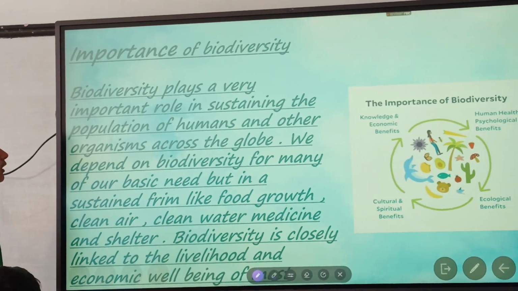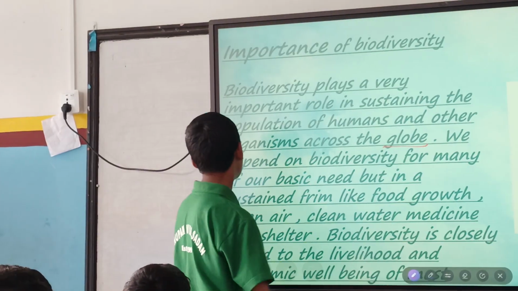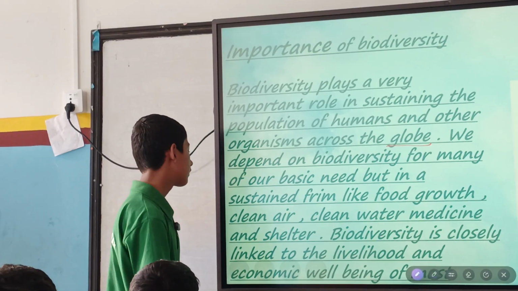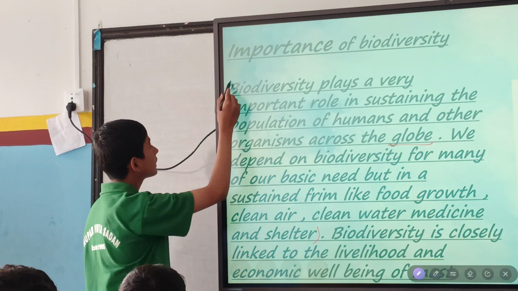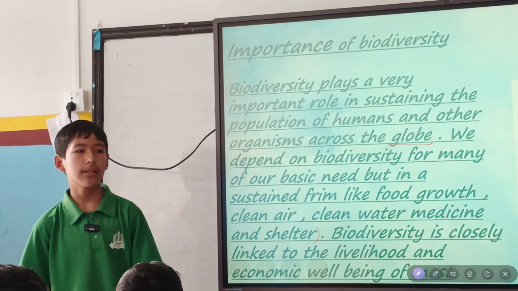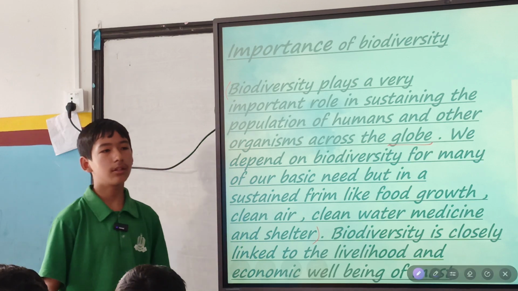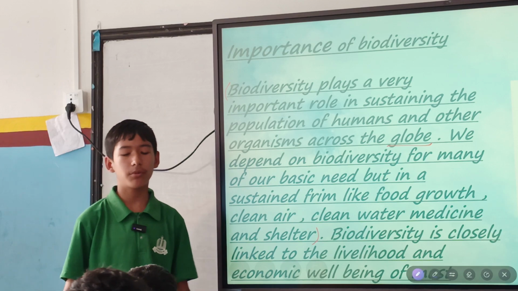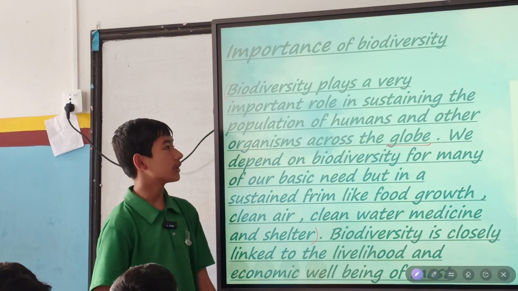Biodiversity plays a very important role in sustaining the population of humans and other organisms across the globe. Globe means our Earth. We depend on biodiversity for many of our basic needs, like food, clean air, clean water, medicine, and shelter. It says that biodiversity plays a very crucial role in our daily life, in our entire life. The place we live is preserved due to biodiversity too. There are a lot of trees, plants, and animals which we use in our daily life for many purposes. So it says that biodiversity has an important role in sustaining the population.